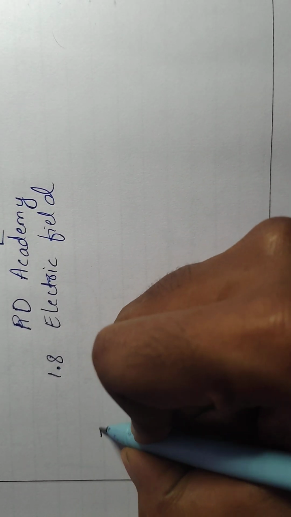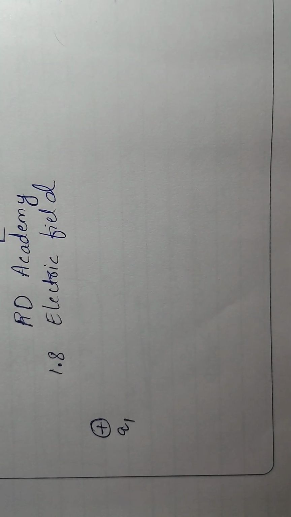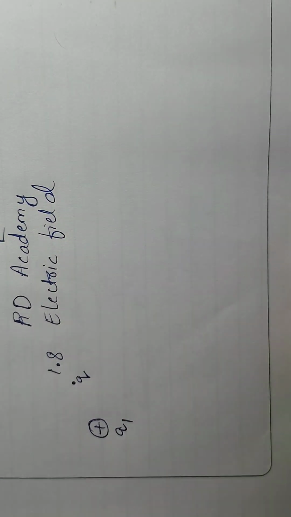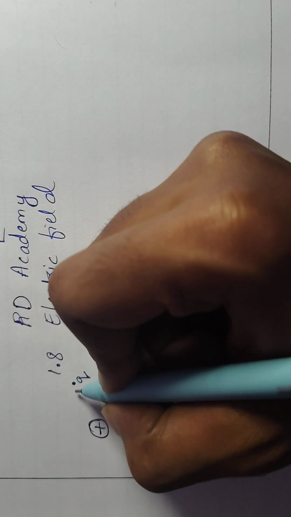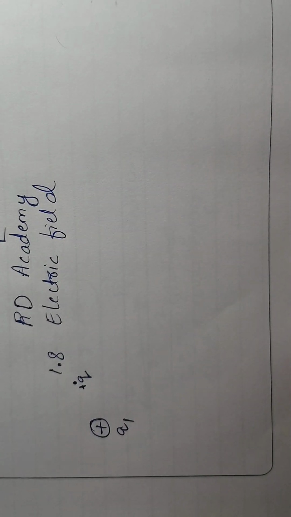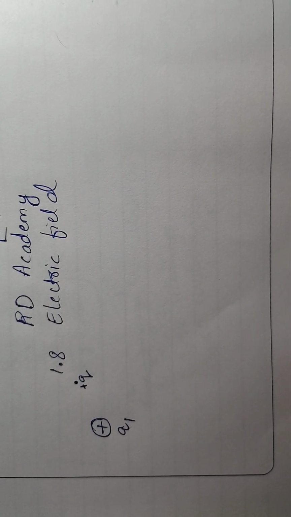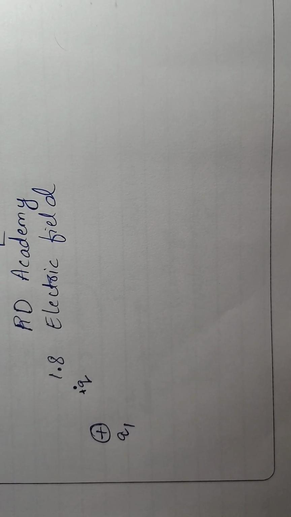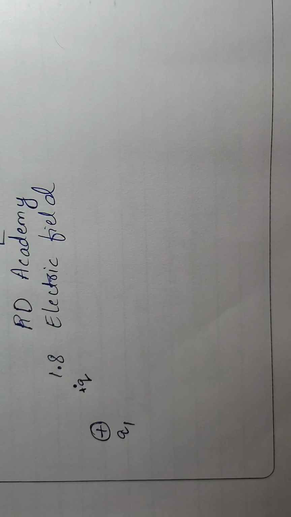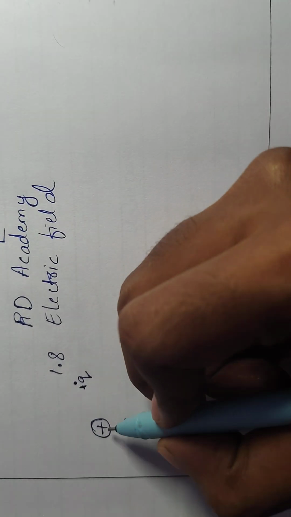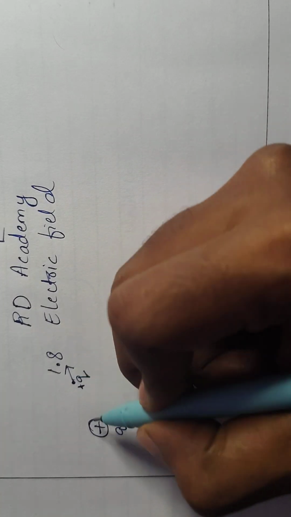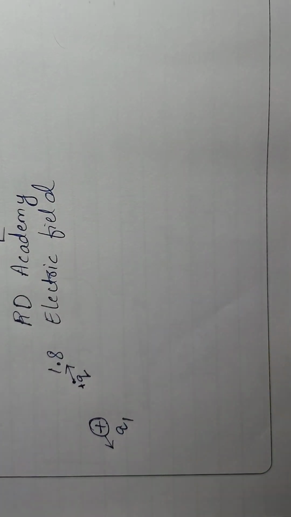Assume we have a positive charge Q1. Now if I bring another small positive charge, let us assume this is also a positive charge, plus Q. There is no subscript for that, like Q1 and Q2, it is just Q. What will happen? By our knowledge of Coulomb's law, we already know that like charges will always repel. So this plus charge and this plus charge will repel. This will start to move in this direction, and this will start to move in this direction.